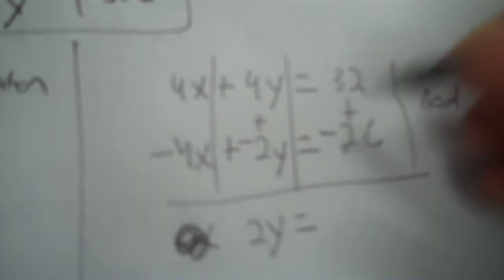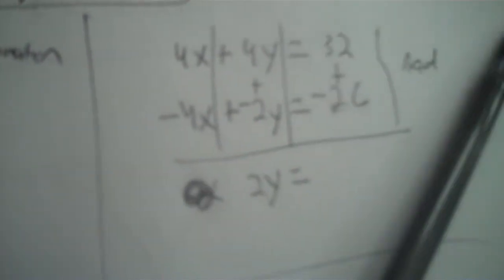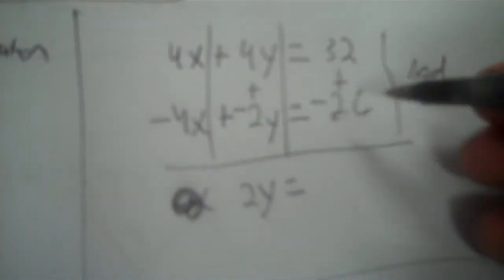Now you add, that's 0x, so that eliminates x. 4 plus negative 2 is 2y. 32 plus negative 26. By the way, I don't want to see you just doing this. 32 plus 26. Dude, it's 32 plus negative 26, and that's 6. Because if you're adding a negative, it takes it down. So 2 times y equals 6. So you divide by 2, and y equals 3. Now go into your table, cross out the y, and put 3. So the paperback books have 3.